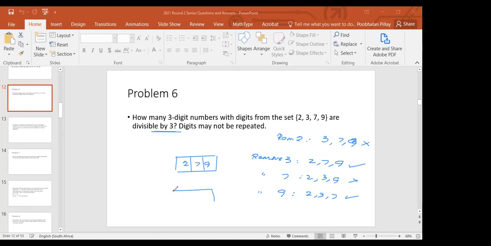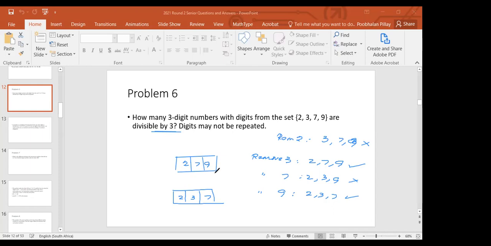or 2, 3, 7. Right. So these two sets are divisible by 3, but they are not the only numbers. You can take any permutation, any arrangement of these, and the sum would still remain the same. It doesn't change. So all the permutations of this are all multiples of 3. And here too, all the permutations of that are multiples of 3.